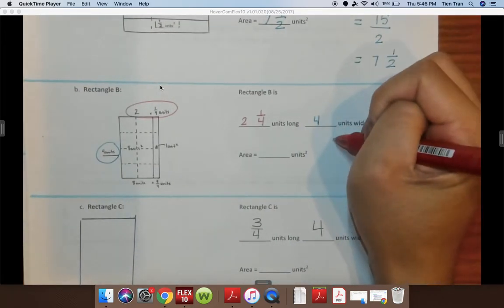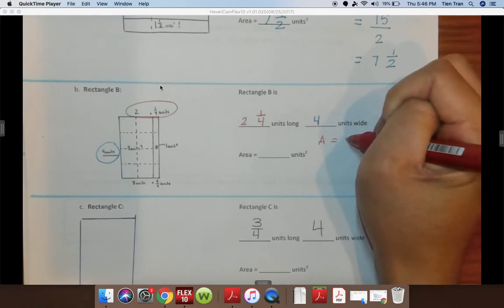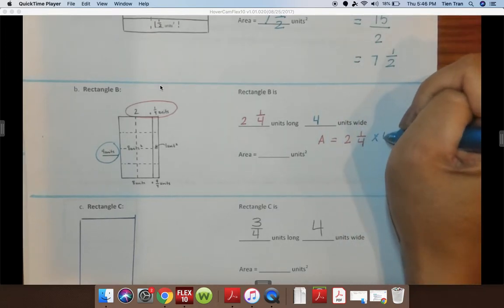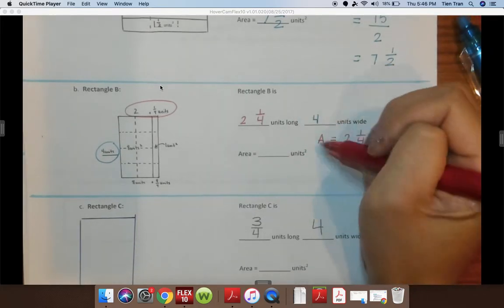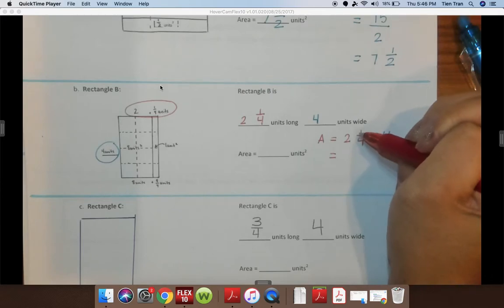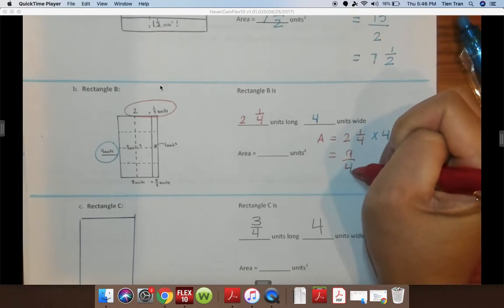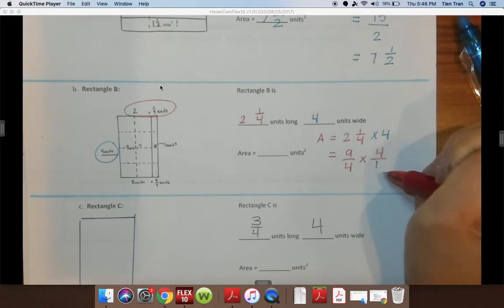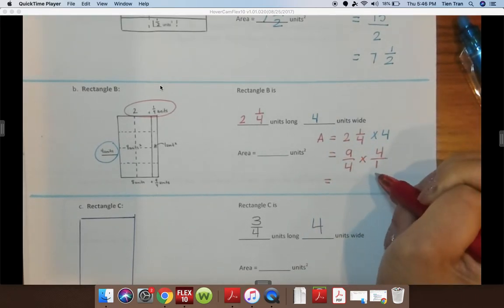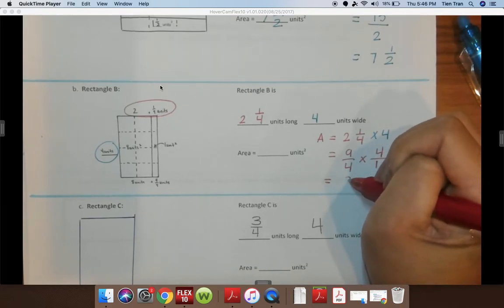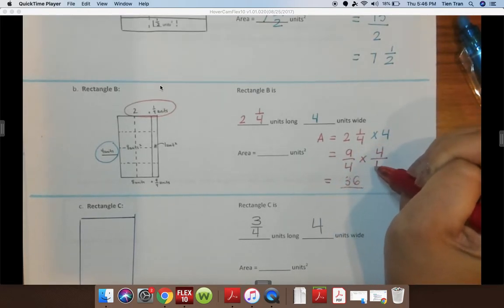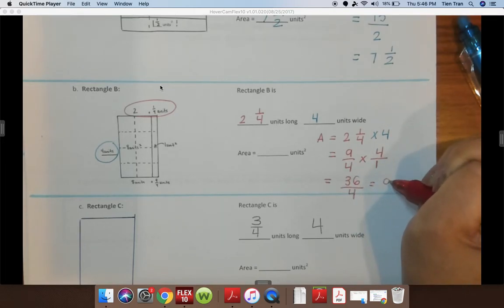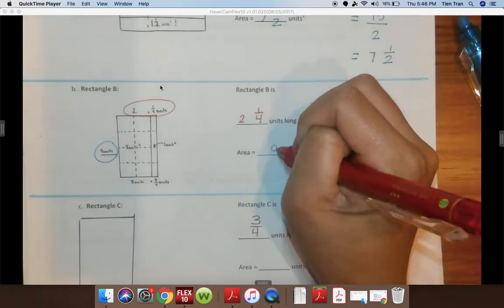Okay, so I'm going to multiply these two numbers together. I have area is equal to 2 and 1/4 times 4. 4 times 2 is 8 plus 1 is 9, so I have 9/4 times 4. You can put a whole number over 1 in order to make it into a fraction. 9 times 4 is equal to 36, and 4 times 1 is equal to 4. 36 divided by 4 is equal to 9. So I have 9 units squared.